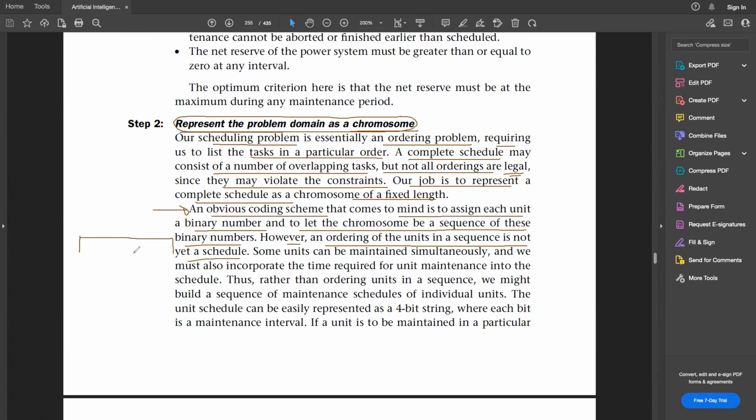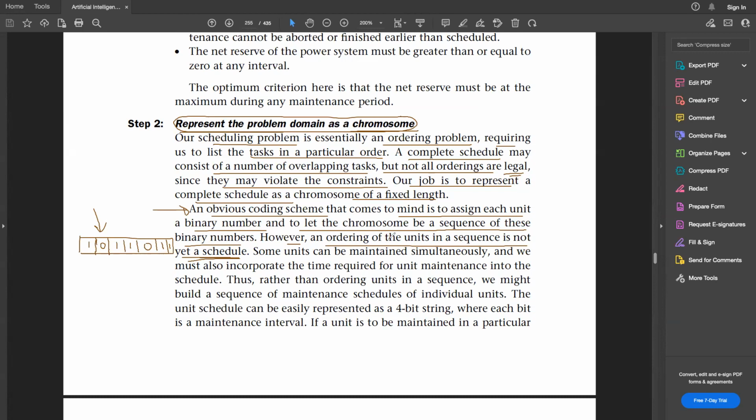So our 7 units could each be associated with a binary number: 1, 2, 3, 4, 5, 6, 7. Unit 1 is represented by a binary number, unit 2 is also represented by a binary number, unit 3, unit 4, unit 5, unit 6, like that. But we are told that this kind of representation is not yet a schedule, because the schedule is associated with the intervals, and we have 4 intervals.